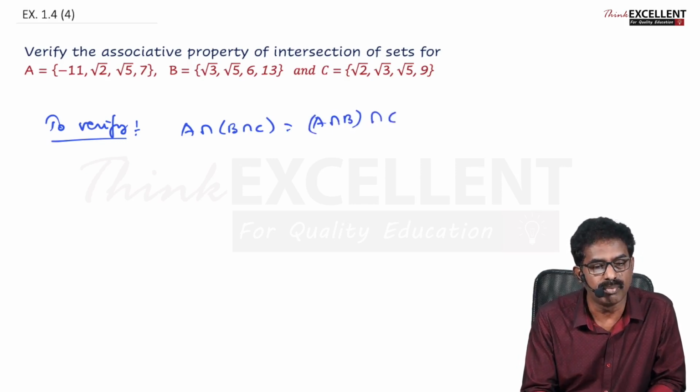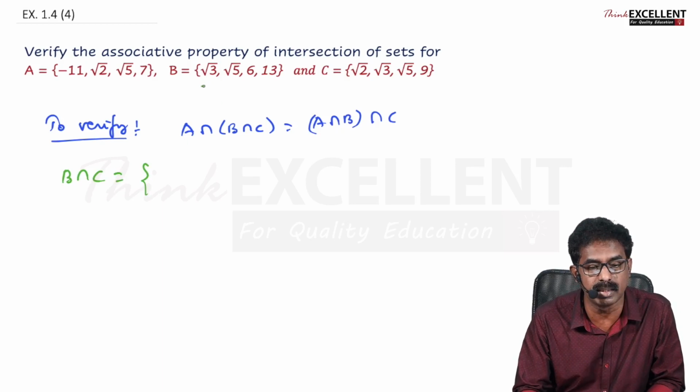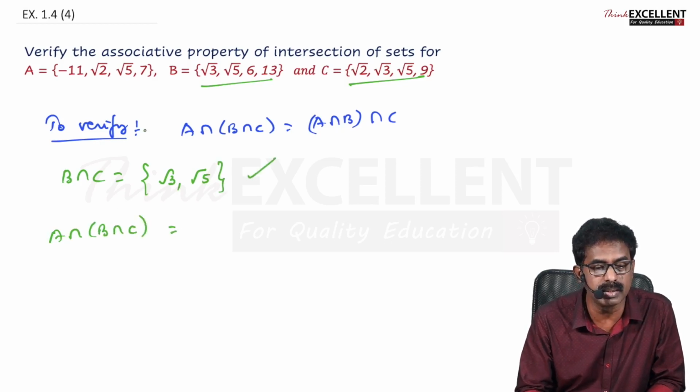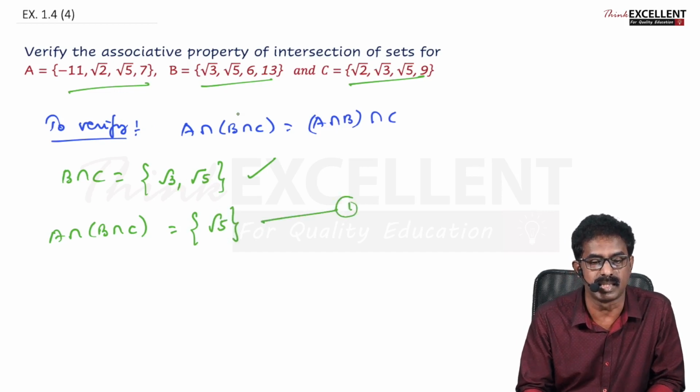So we find LHS. For that you find B intersection C. Intersection means common, right? So what is common for B and C? Root 3 is common. Root 5 is common. Anything else? 6 and 13 are not there. Okay. So now A intersection (B intersection C). See what is common in these two. Root 3 is not common. Root 5 is common. So only root 5. So this is the answer for LHS.